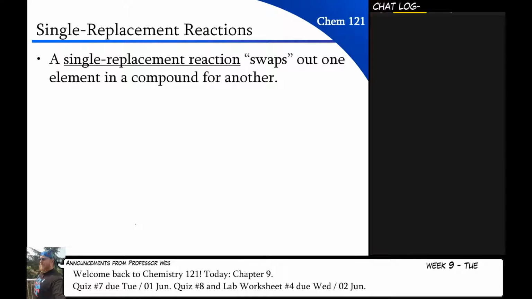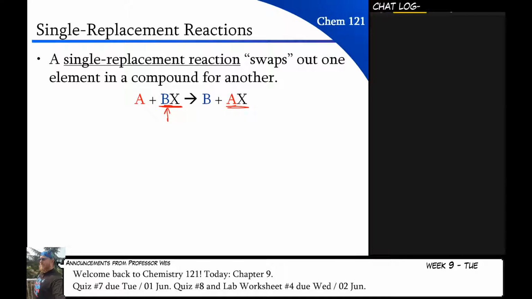So for this first type of replacement reaction, the single replacement reaction, we're going to swap one element for another in one compound. So here's my one compound, and I'm going to swap A and B. In a double replacement reaction, I would have two compounds and I would swap A and B in that case. So I'd have A paired with Y, for example.